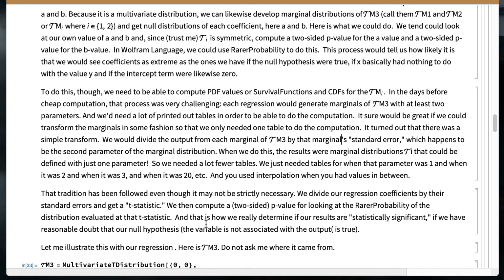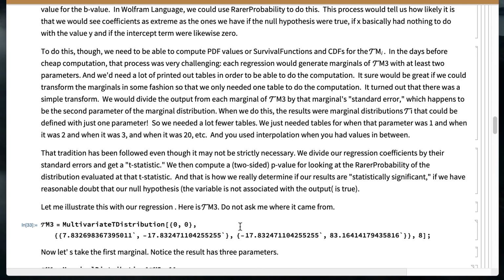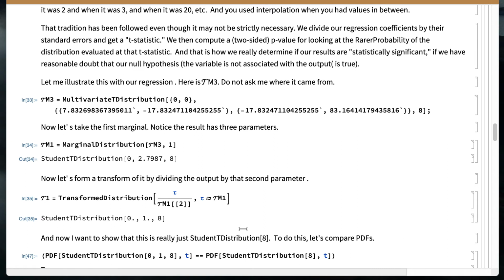And you then compute a two-sided p-value for your t-statistic by looking at the RarerProbability of this distribution T sub I, that transformed distribution. And that is how you determine in a regression if your results are statistically significant. That is, should you have any reasonable doubt that your null hypothesis, which is that the variable is irrelevant, is true. Just so you feel even more confident, let me illustrate this.